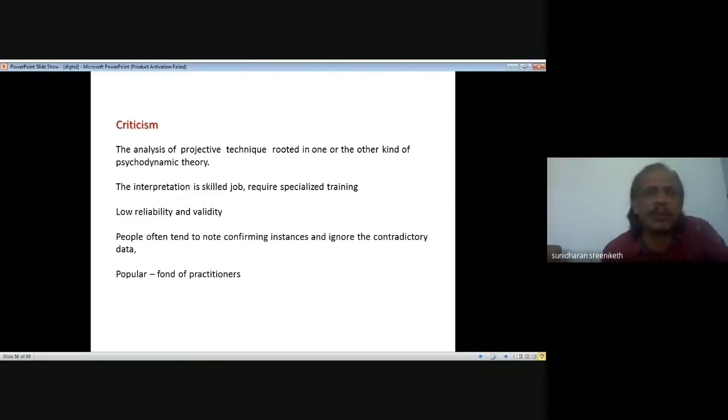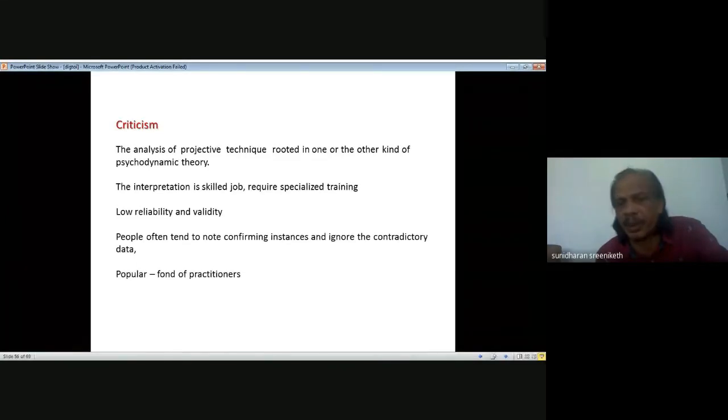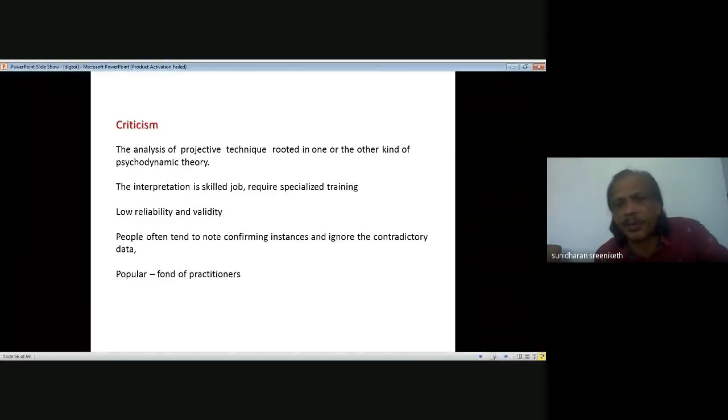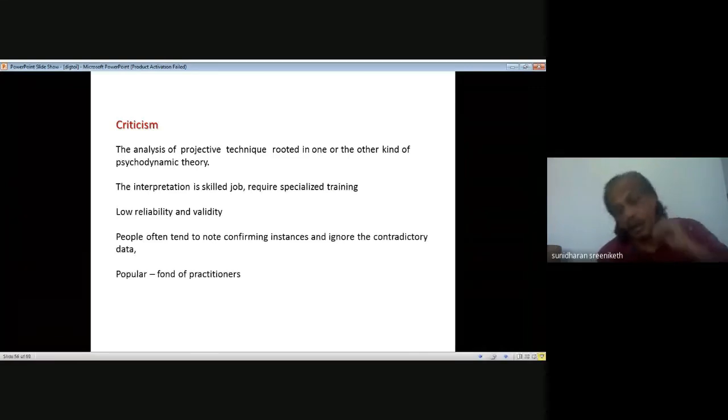That means the person who is undergoing this test may not confirm the real instance in which the test is used, or ignore it if there is some contradiction in the test data. So that is another major criticism of this test. Although there may be limitations like this, these tests are very popular, and a number of practitioners are fond of them and widely use them for assessing personality, especially in clinical testing settings. These tests are very important for understanding the personality traits or personality characteristics of the patient.